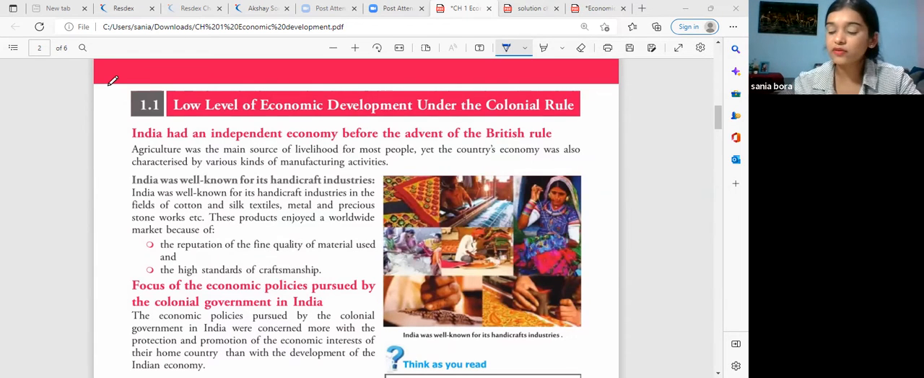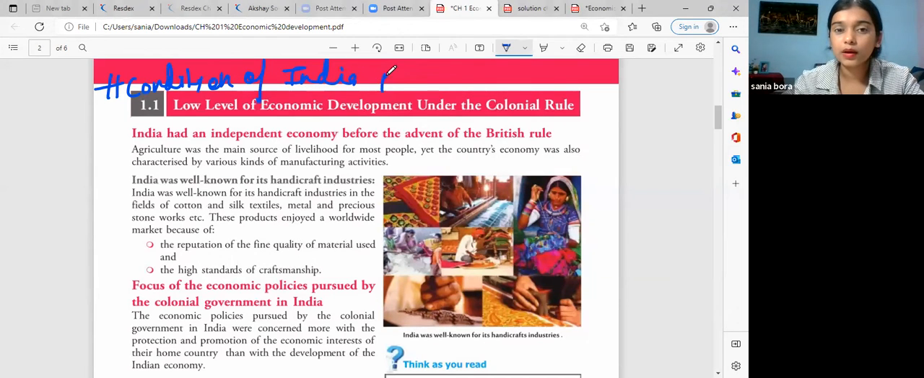Now your first thing will be the condition of India. Okay, what is this? Condition of India before the Britishers. So India had an independent economy. India was very independent. India was under no one. Before the advent, which is basically the arrival of. If you don't want to write advent, you can write arrival of British rule.